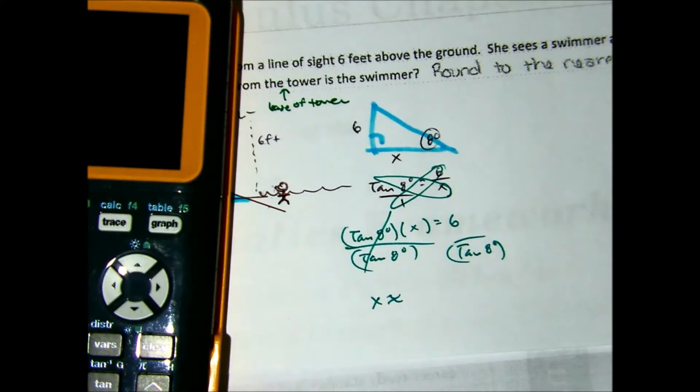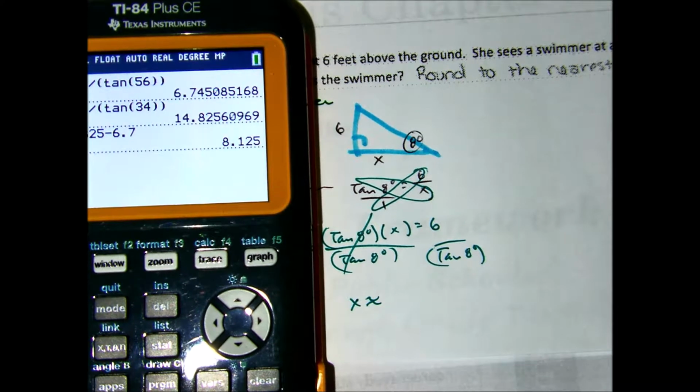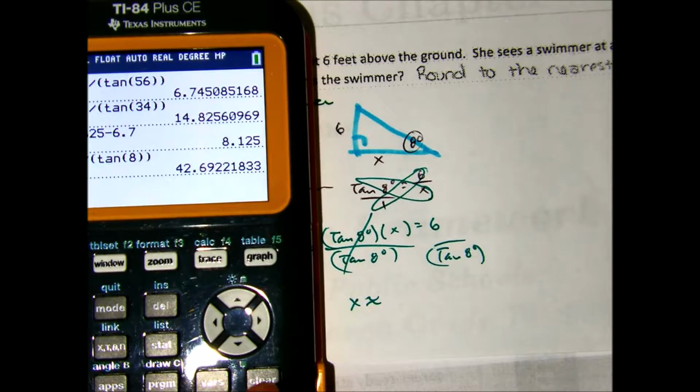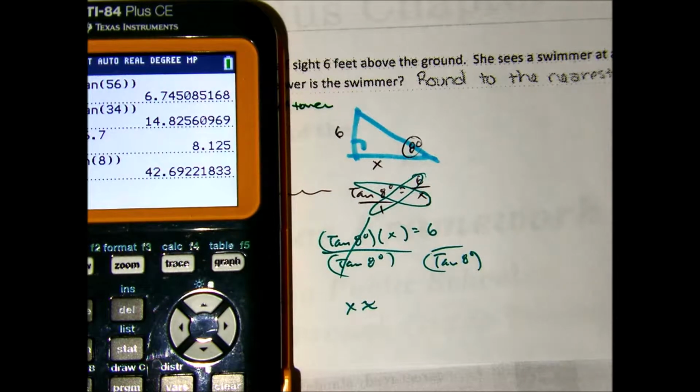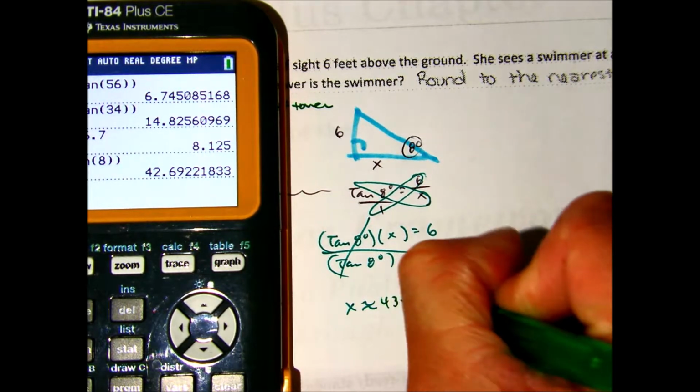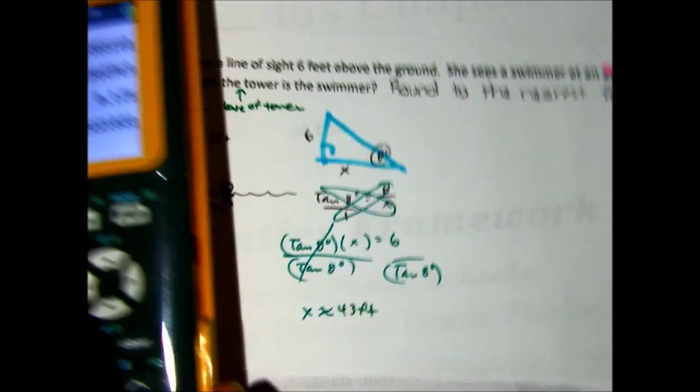6 divided by tangent of 8 degrees. And you should get approximately, to the nearest foot, 43 feet. Raise your hand if you got that. Awesome.